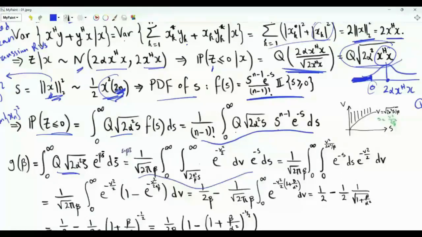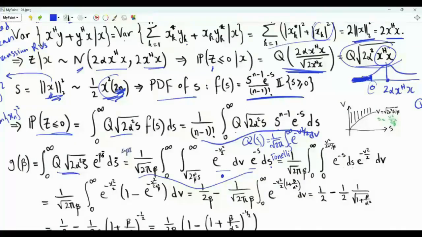The Q function is written as an integral. We know that Q of zeta is 1 over square root 2 pi, integral from zeta to infinity e to the minus v squared over 2 dv. The integrand is real valued and non-negative. So by Tonelli, we can do the integration in any order of our choice. In this integral here, we fix S and then do the integration with respect to V first.